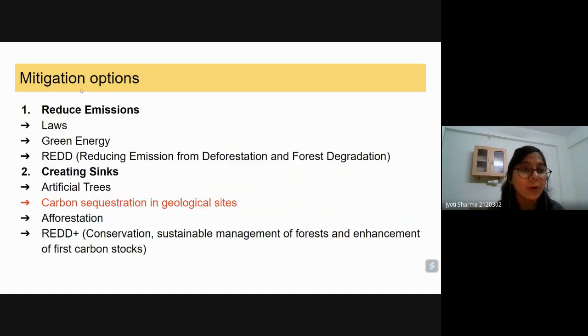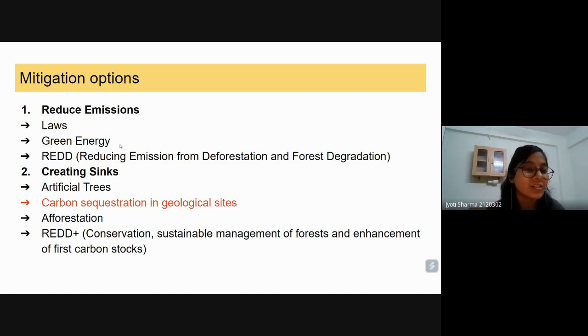So what are the mitigation options? In the mitigation options, I already told you that either we have to reduce the emission, or we have to create the sink. If we want to reduce the emission, then we have to rely upon laws. Some laws will be created in such a way that technology can be improved, or like the odd and even strategy that happened in Delhi, so that a small number of vehicles can come out in the city. So such kinds of laws can be framed to reduce the emission.